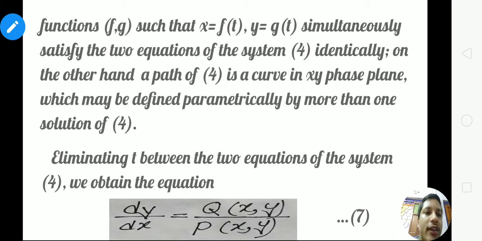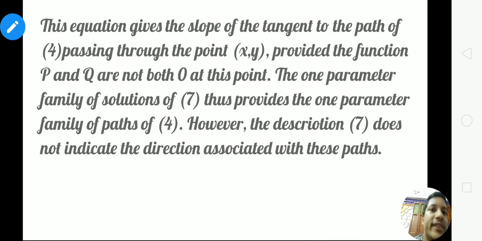Eliminating t between the two equations of the system 4, we obtain the equation dy/dx = Q(x, y)/P(x, y), indicated by 7. This equation gives the slope of the tangent to the path of 4 passing through the point (x, y), provided the functions P and Q are not both 0 at this point.